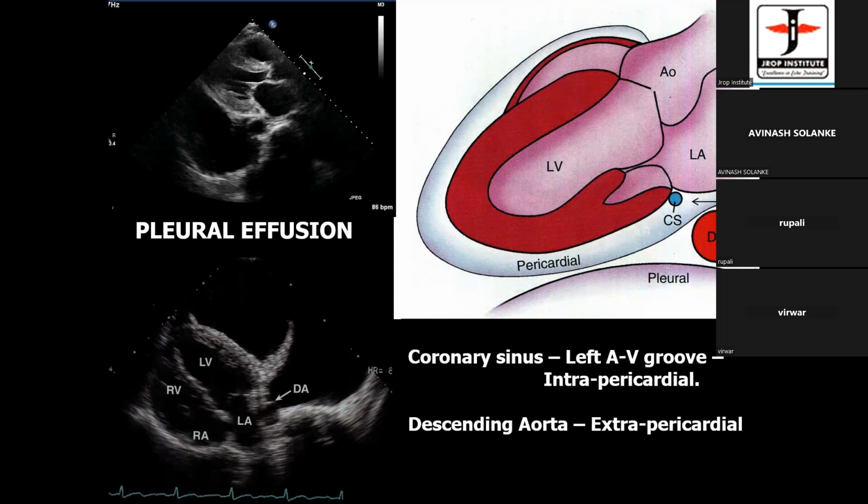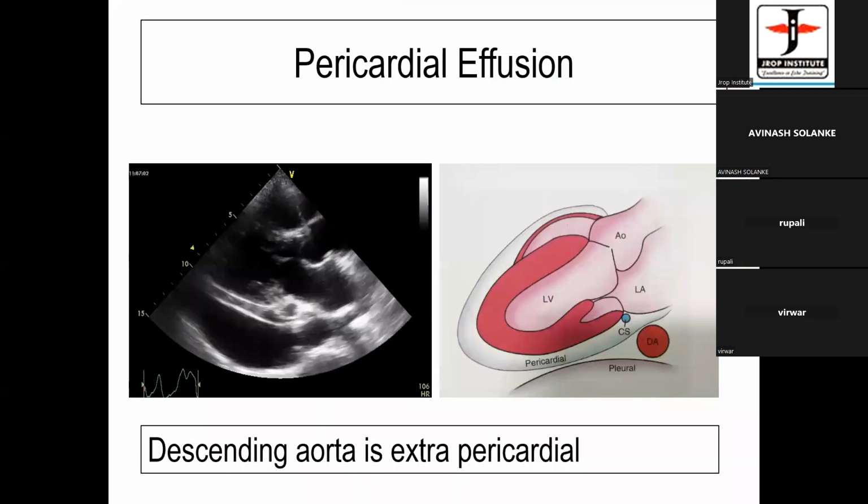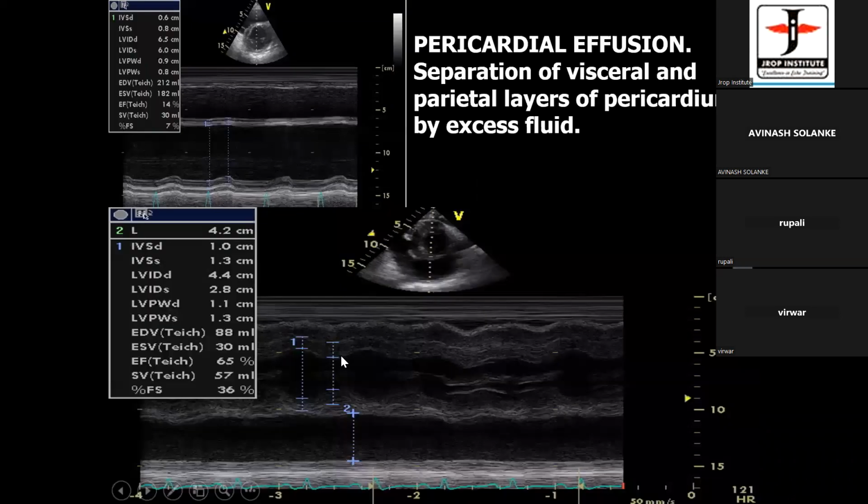And when it stops short of the descending aorta, what we see is a pericardial effusion present over here just before the descending aorta, but a pleural effusion extends beyond the descending aorta. And here is an example. Here we see not a pericardial effusion, this is a pleural effusion because it's extending beyond the descending aorta. So this is the most important marker to differentiate between pericardial effusion and pleural effusion. Here is an example where this fluid is stopping just short of the descending aorta. As a pleural effusion would extend beyond the descending aorta, this differentiates pericardial from pleural effusions.